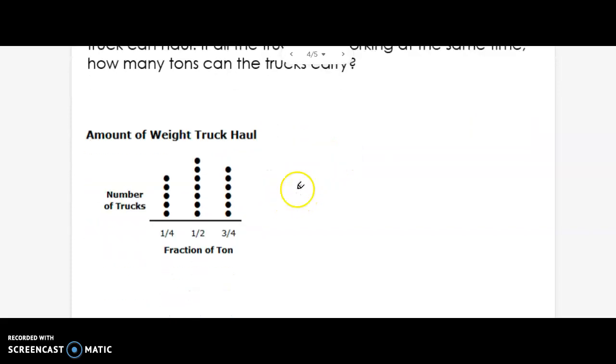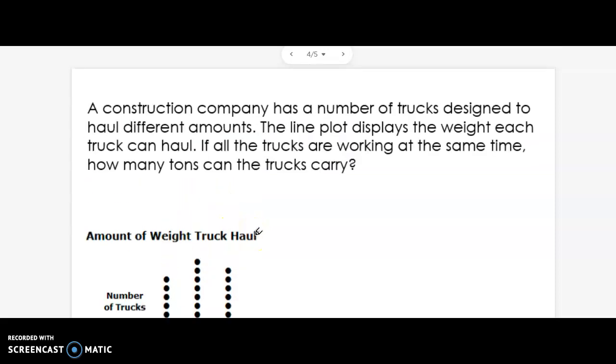All right, so let's take a look. Here is our line plot. It's titled The Amount of Weight the Truck Hauls, and these are the number of trucks, okay? So each dot represents a truck, and this is the fraction of a ton that each truck can haul. So back up here in my question, it says, if all the trucks are working at the same time, how many tons can the trucks carry?